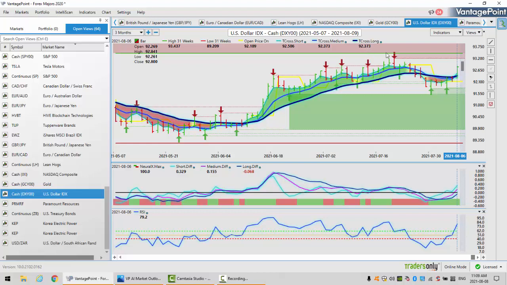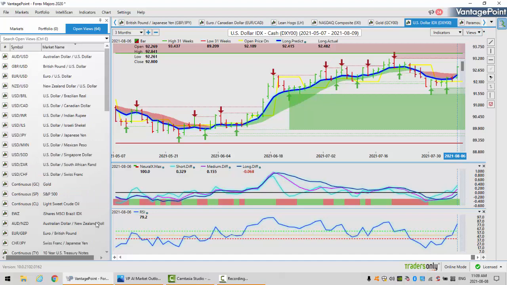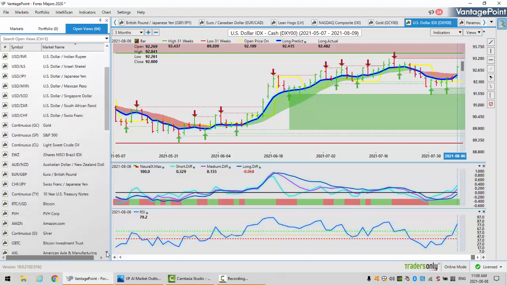support level, 92.37. If we click on our F8 in our VantagePoint software, this is the hot number we want to watch very closely, the long predicted 92.41. So these are the levels that we need to hold above if the dollar is going to continue to advance towards the 93.48 level.